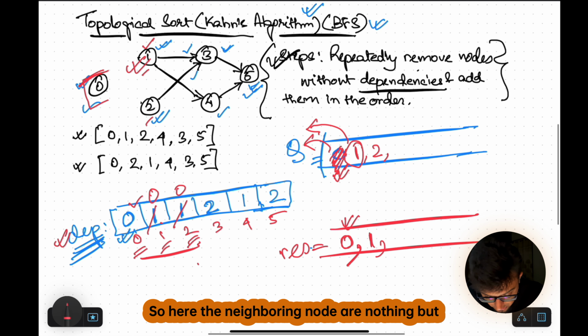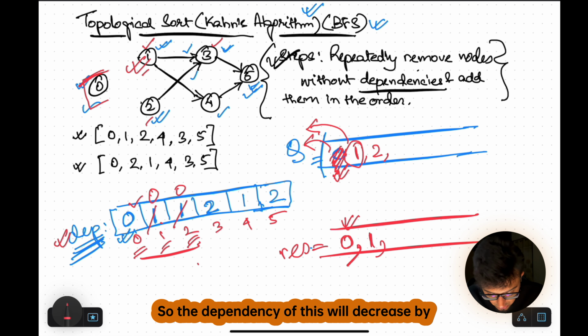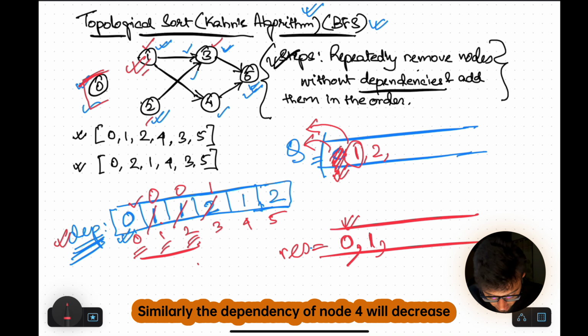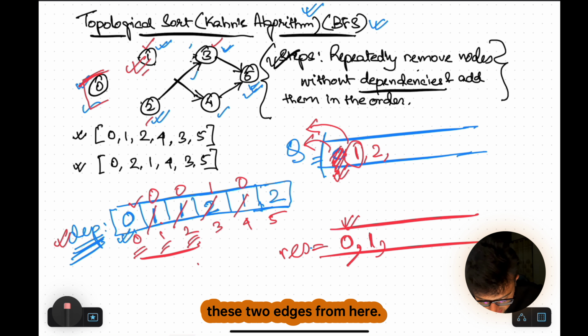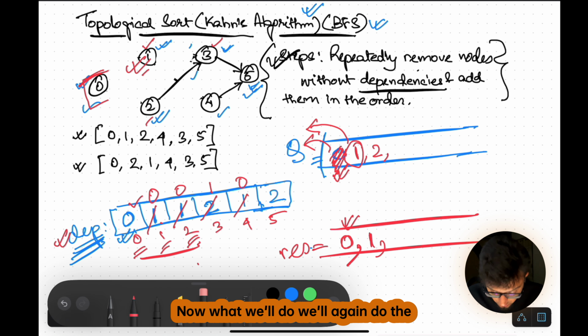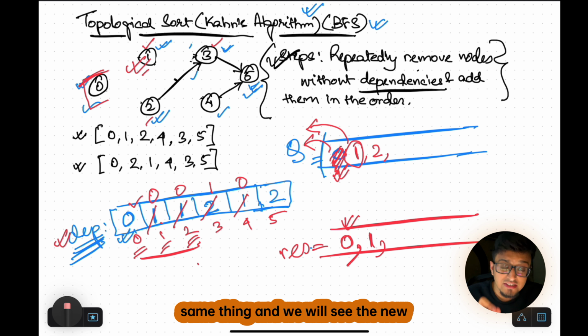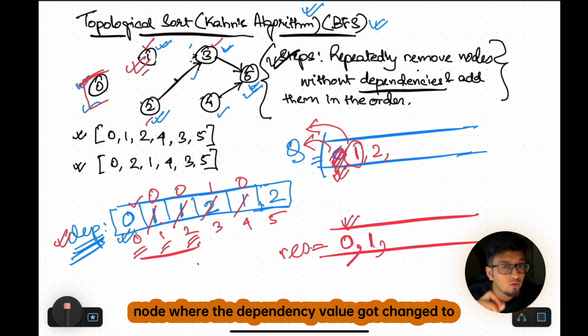So here the neighboring node is nothing but node 3, so the dependency of this will decrease by 1. Similarly, the dependency of node 4 will decrease by 1, which means that we have removed these two edges from here. Now what we'll do, we'll again do the same thing and we will see the new node where the dependency value got changed to 0.